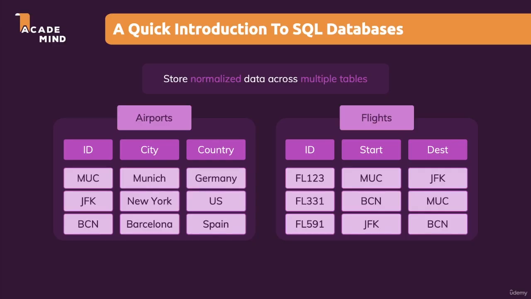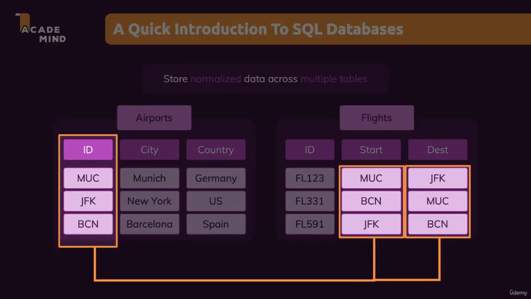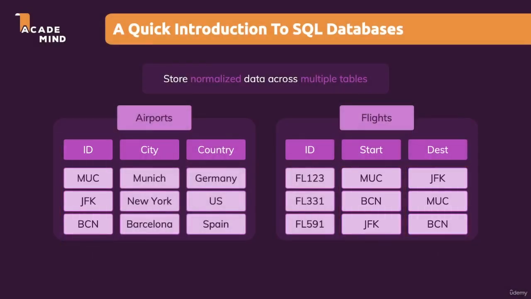You don't need to have the same amount of columns in the 2 tables because the 2 tables will be totally independent from each other. And then in flights, we also might have IDs for the flights. And then we have our start and destination airports where we pick up the IDs from our airports. And that's important. We kind of relate these 2 tables with each other by using the ID from one table as a value in another column in another table. So the IDs of our airports, like JFK, are used in the start and destination fields of our flights table. And that's a very common thing to do in SQL databases.